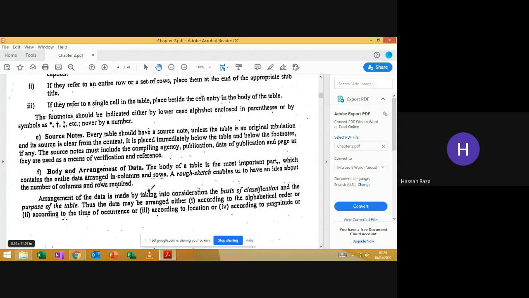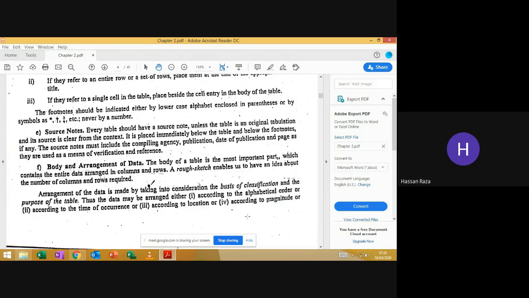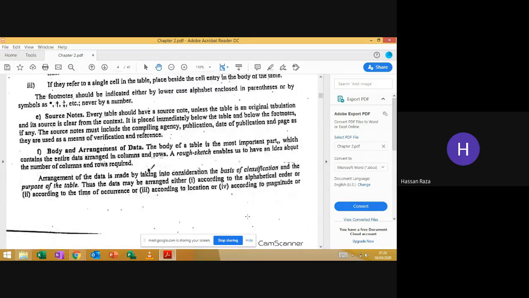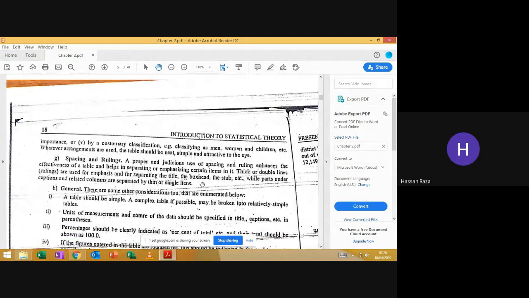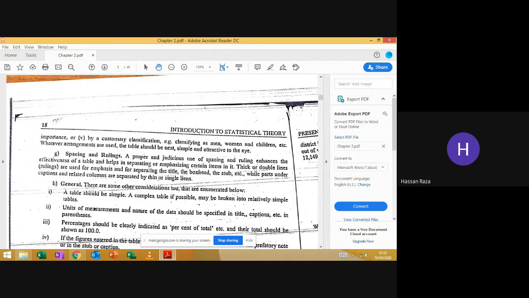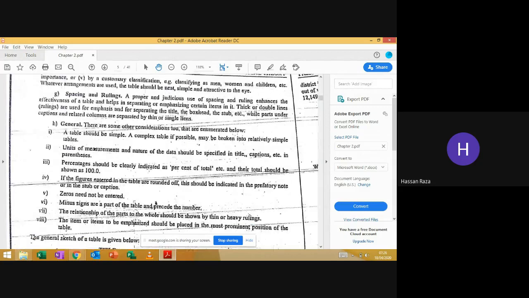Other information can be placed according to alphabetical order, according to time of occurrence, according to location, according to magnitude, or anything that is important for presentation. By a customary classification, classifying as men, women, children, or any other information you want to add.